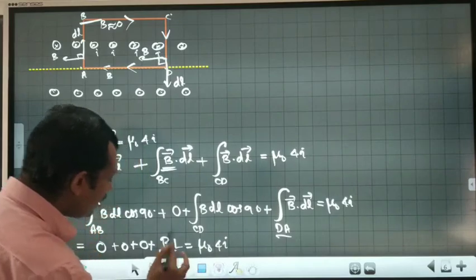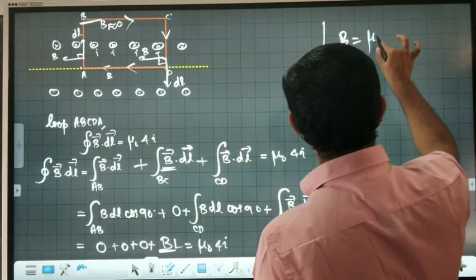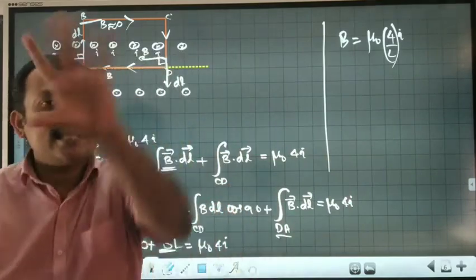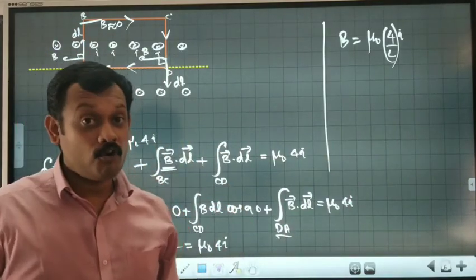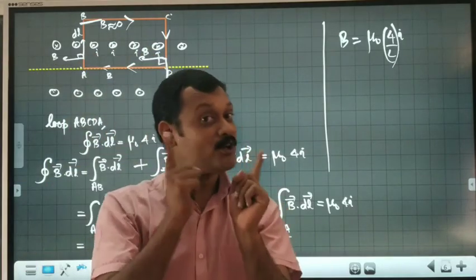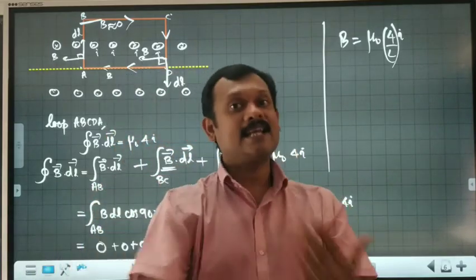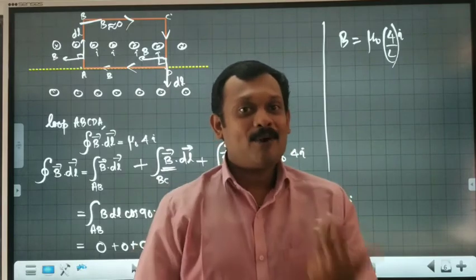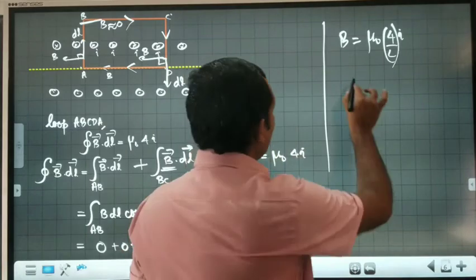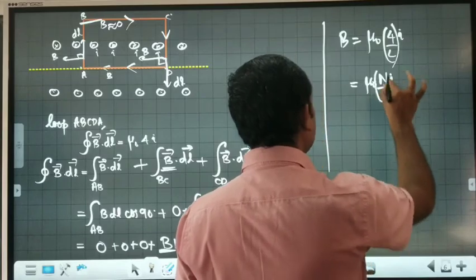From here I will write the magnetic field B is equal to mu 0 times 4I divided by L. What is 4 in this case? 4 is the number of currents enclosed by the Amperian loop, which is nothing but the number of turns. I told you at the beginning of this discussion. So I will write this as mu 0 capital N I divided by L in general.